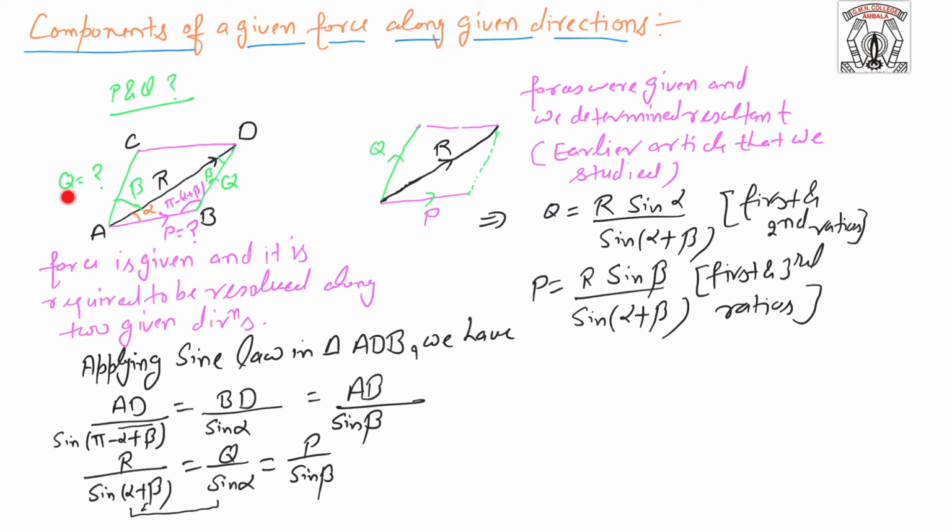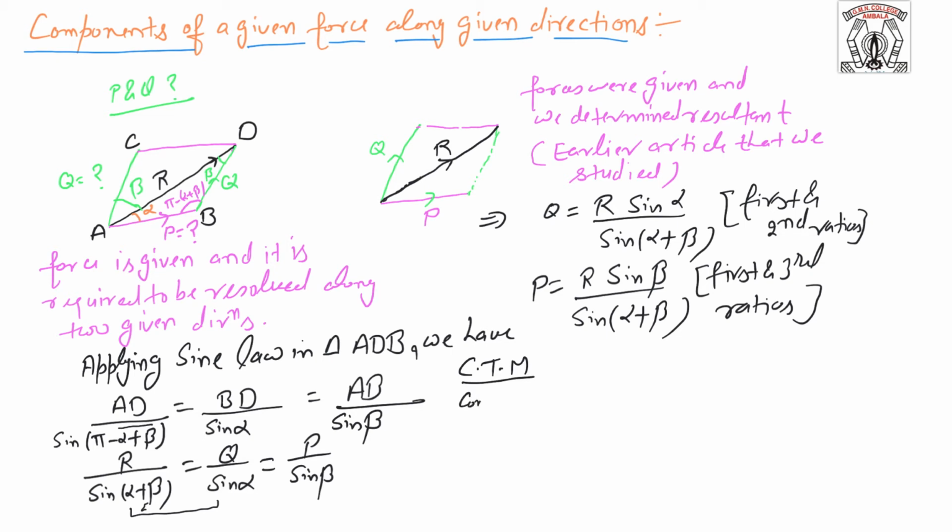Similarly, when we are required to determine Q, it will be R sine of the other angle. Beta is the primary angle, in this case the other angle is alpha, divided by sine alpha plus beta. So how will you commit it to memory? CTM means commit to memory.